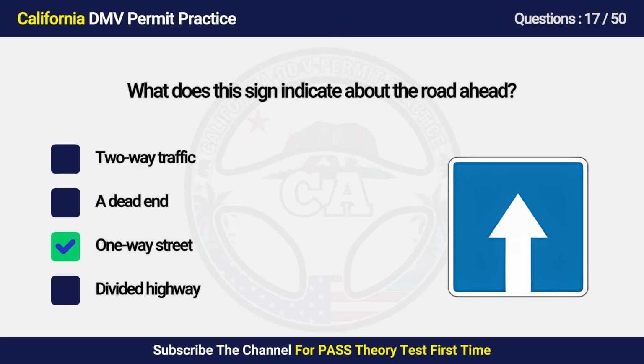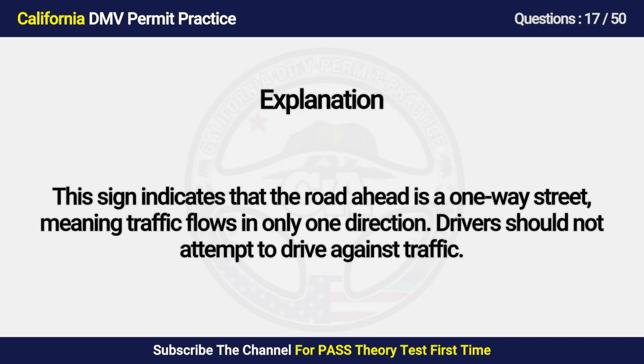Answer is C. One-way street. This sign indicates that the road ahead is a one-way street, meaning traffic flows in only one direction. Drivers should not attempt to drive against traffic.